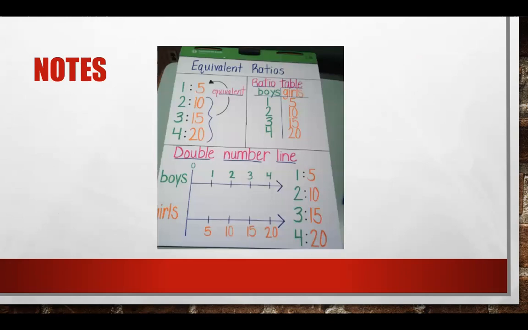If you see, we have ratios where one number is to another number. So for every 1, there's 5. For every 2, there's 10. For 3, there's 15. And for 4, there's 20. These are all equivalent. This table really helps us figure that out.